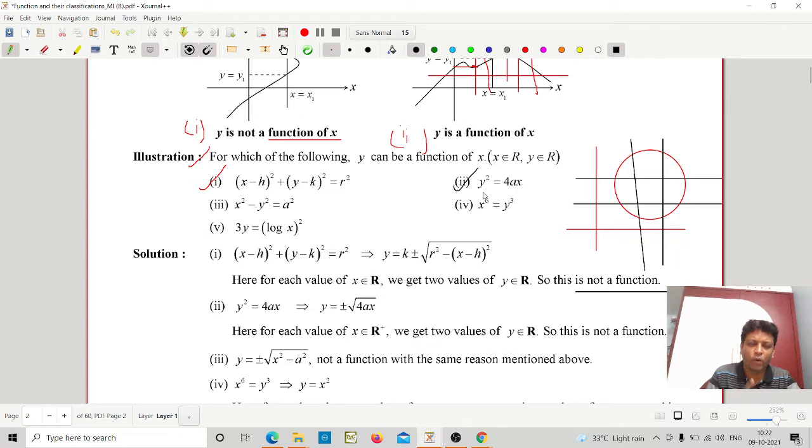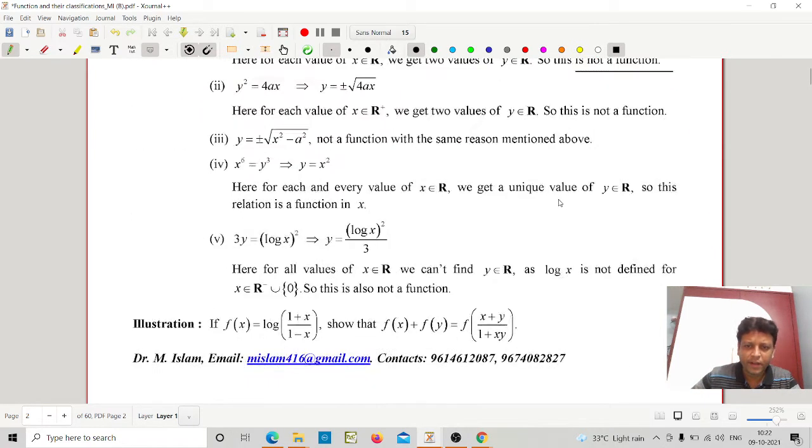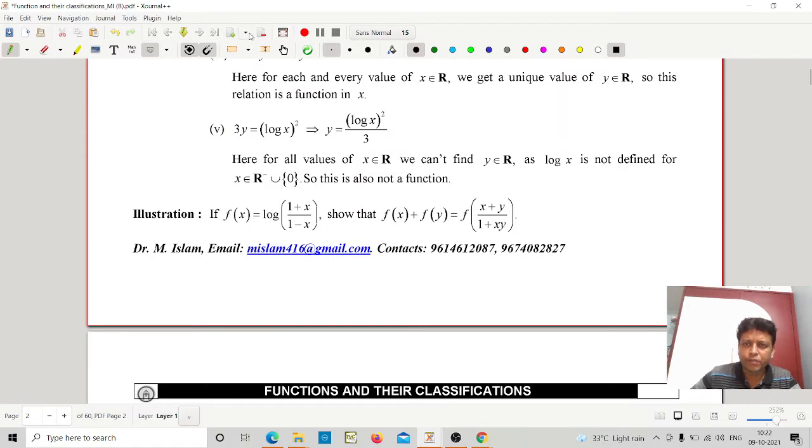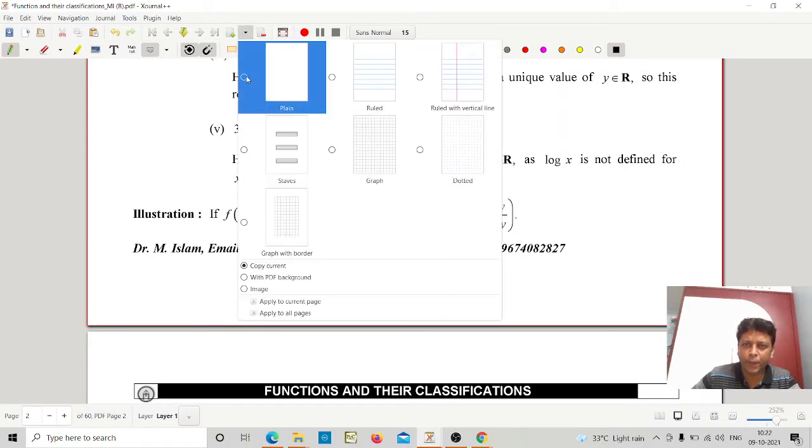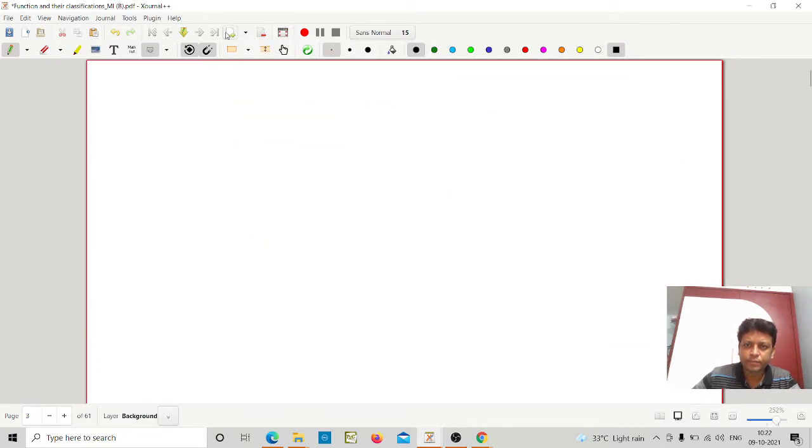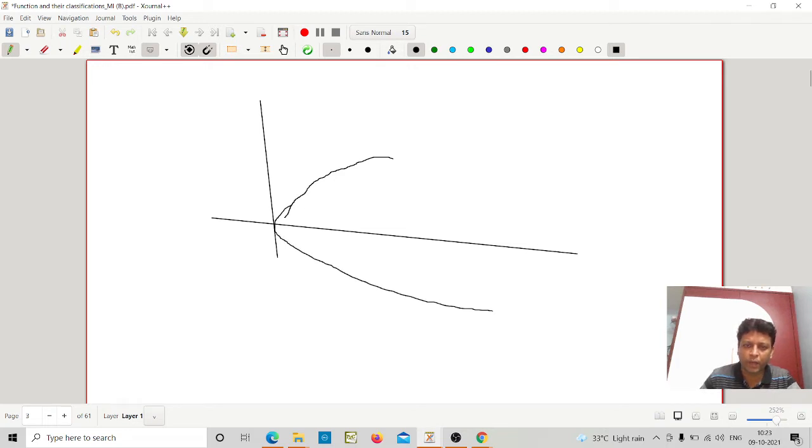Next one is the parabola, y square is equal to 4x. Is it a function? Let me take a page and let me draw the parabola. This is a parabola. It is given the parabola equation is y square equal to 4x. So this is the diagram of the parabola y square equal to 4x.